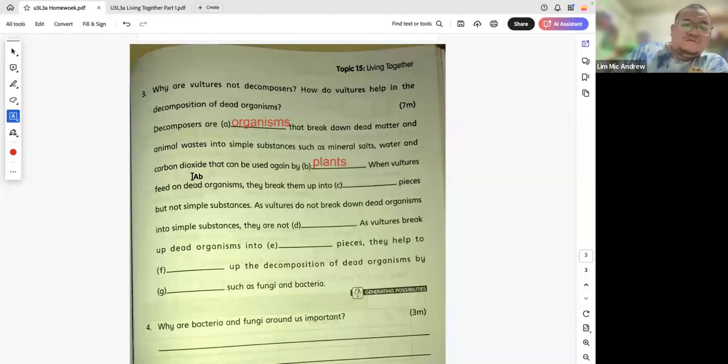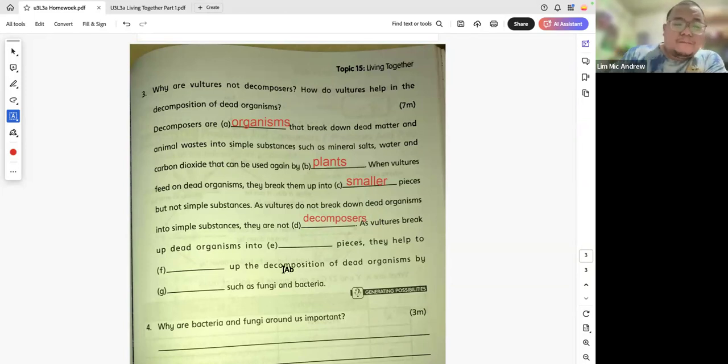So when this particular animal feeds on a dead organism, they break it up into smaller pieces. All right? Not simple substances, it's smaller pieces. They are like eagles. There are types of eagles that break the dead animal up into smaller pieces. Because they only break them into smaller pieces, but not simple substances, they are not decomposers. Only if a particular living thing breaks them down into simple substances that are absorbed by the soil, fulfilling this criteria, are they called decomposers. However, this particular animal does not break them down to substances, but into smaller pieces.